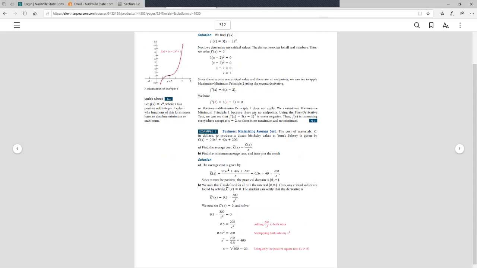Now let's look at a word problem. Example 5. This is a business problem looking at minimum average cost. The cost of materials C in dollars to produce X dozen birthday cakes at Yum's Bakery is given by this function.